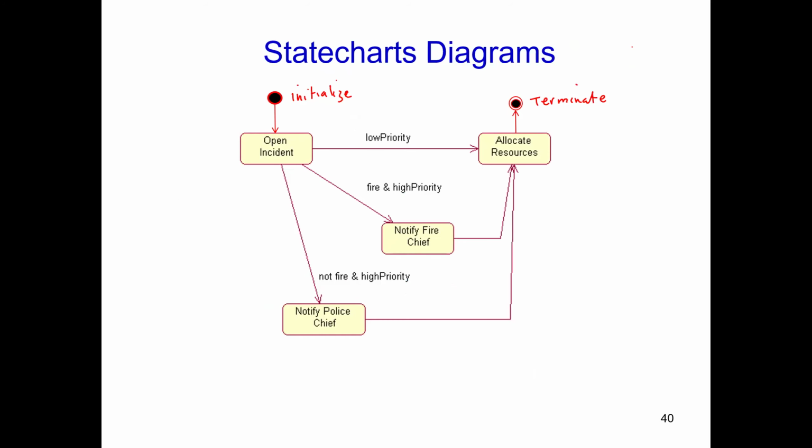So here's a state chart diagram for fire. Yes, let's say a fire happening. You have an open incident. You notify the police, you notify the fire chiefs, and then you allocate resources. That's just to notify that a fire is happening.